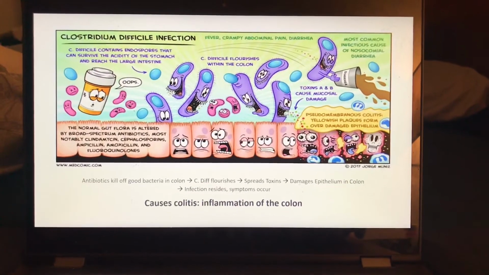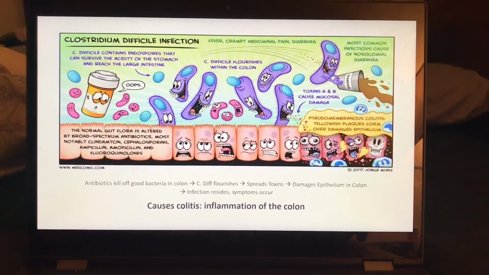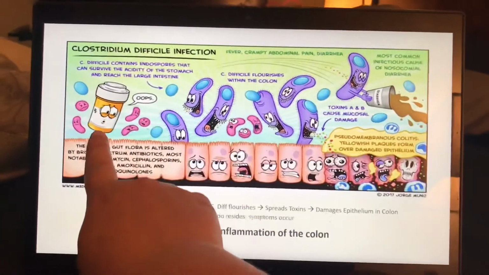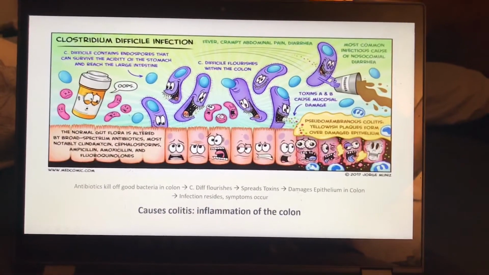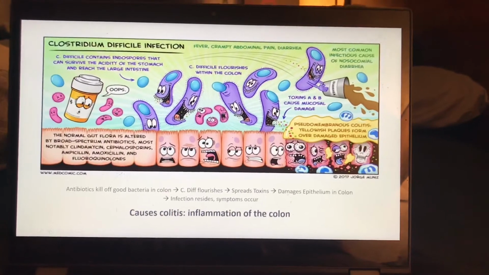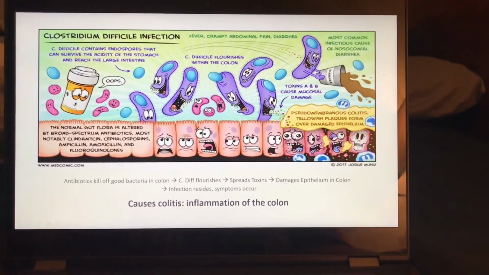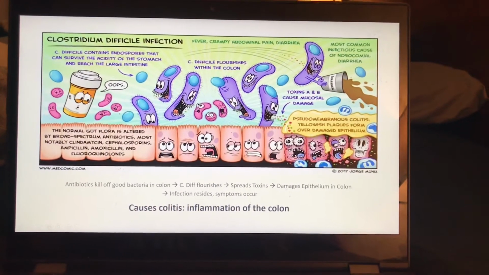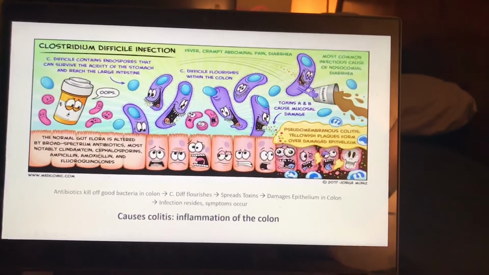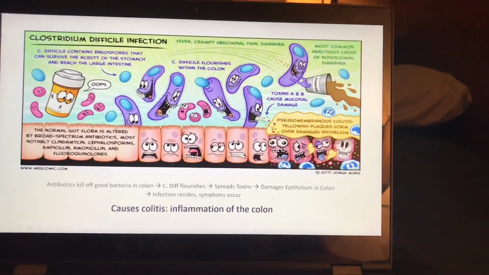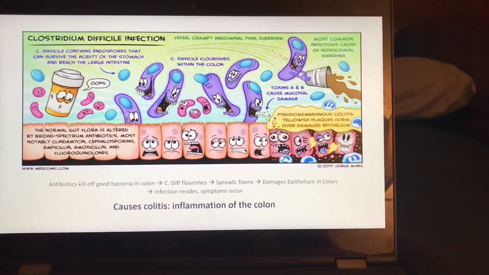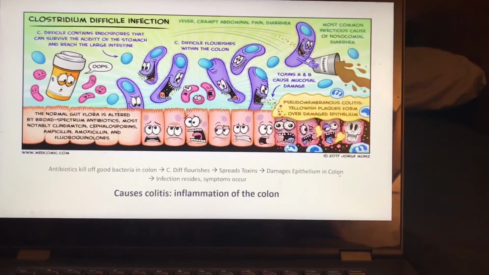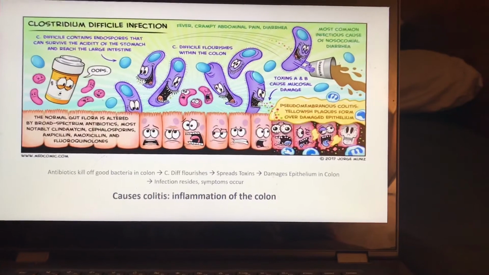So this is the process of how C. diff works. The infection from C. diff normally starts with recent antibiotic use. So here's the antibiotic use there. What happens is the antibiotics go into your small intestine and kill off the good bacteria, and the C. diff, which are these purple guys, are able to flourish and can spread these toxins, which is toxin A and toxin B, and then they damage the epithelium, which is down here, and cause a yellow plaque to form.